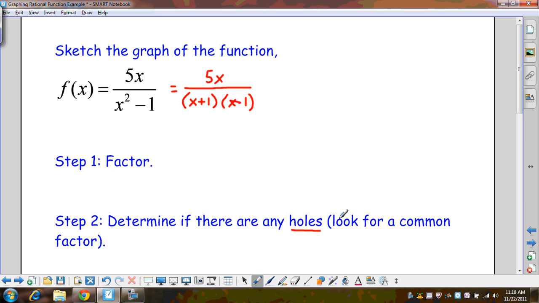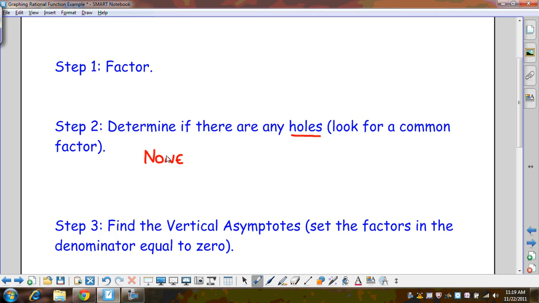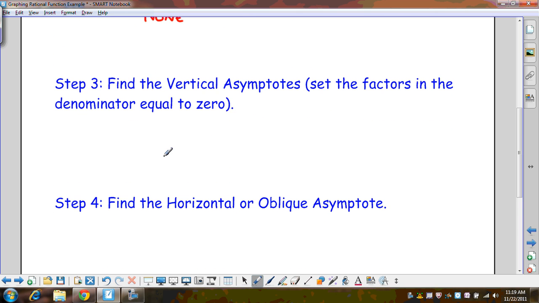You'll notice in step 2, I start discussing holes here. Again, a hole occurs where there's a common factor. And if it's in factored form, I can clearly see that. The other reason why I want to factor it is it's going to make finding the vertical asymptotes and the x-intercepts easier. So in this case, since I do not have a common factor in the numerator and denominator, I do not have any holes. So I'm just going to write in step 2, none. I have no holes in this particular example.